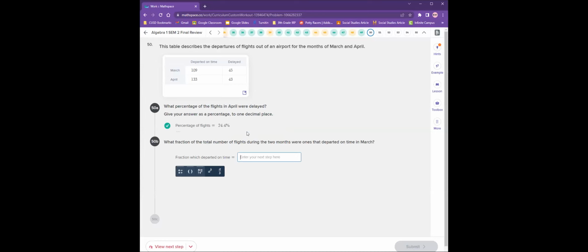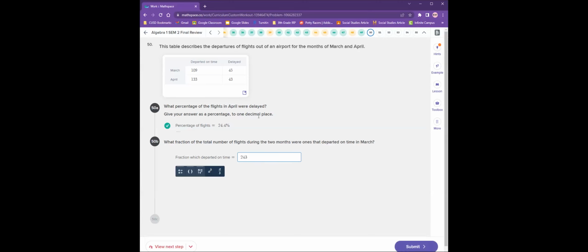All right. Fraction of the total number of flights during the next 2 months. So total number of flights. Basically, they're asking how many were on time. Yeah, well, I have to find the total first, so 330. So then 109 plus 133 is divided by 330. 73.3%.